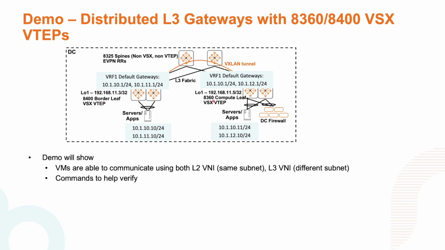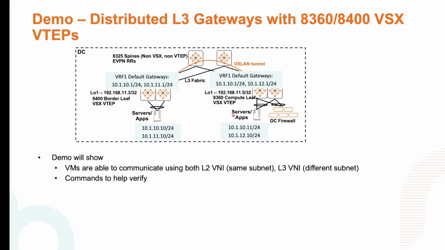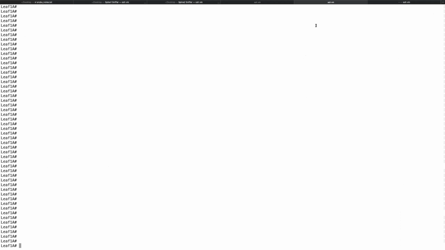So this Leaf 1A here is the 8400 VSX pair. It's the primary node. So everything's been configured. We can look at the running configuration and see that we have 2 VLANs configured on the system with 3 VPN. And then you'll see all the typical configuration stuff. Let's get to the VXLAN towards the bottom here.